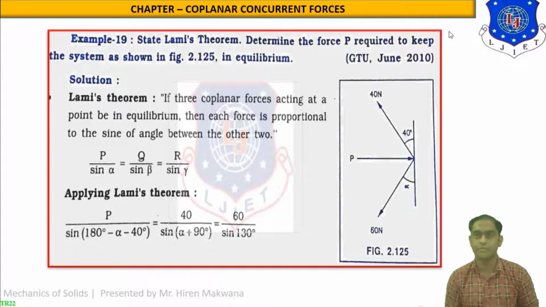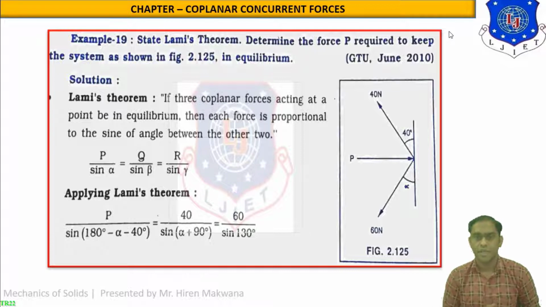So first of all, we have to state Lami's theorem. As you know, what is Lami's theorem? It is also written on the screen. If 3 coplanar forces acting at a point are in equilibrium, then each force is proportional to the sine of the angle between the other two. So P upon sine alpha is equal to Q upon sine beta is equal to R upon sine gamma. We have already proved this equation in our earlier lectures.